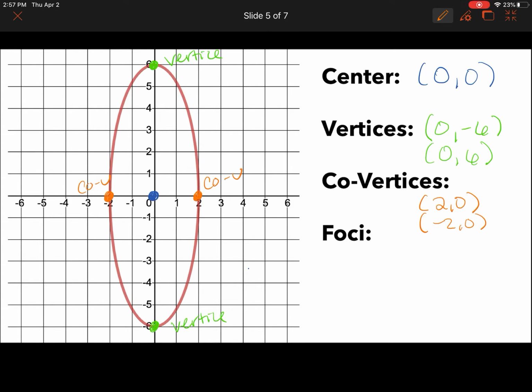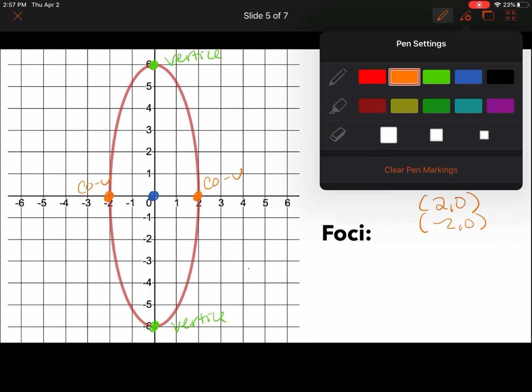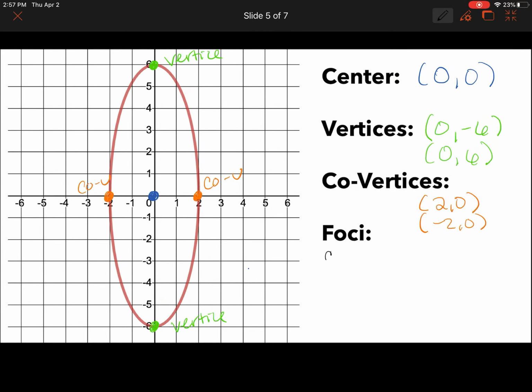Okay, so the foci, we have to use that equation. C squared is equal to A squared minus B squared. Remember, A is the distance from the center to the vertice. So that means that A right here is this. So A is 5. And then we have B is from the center to the co-vertice. B is going to be 2.